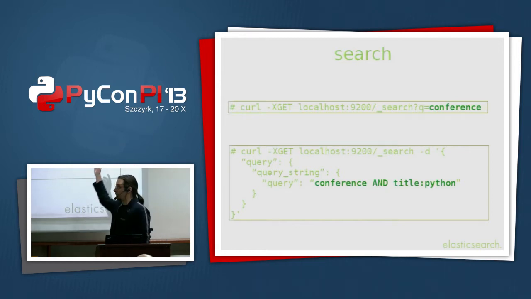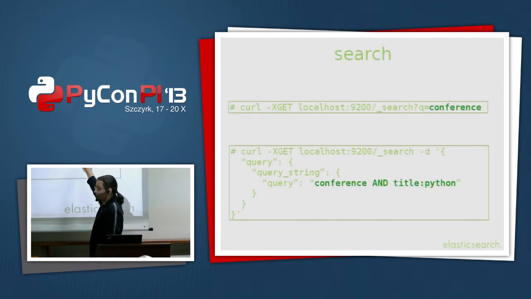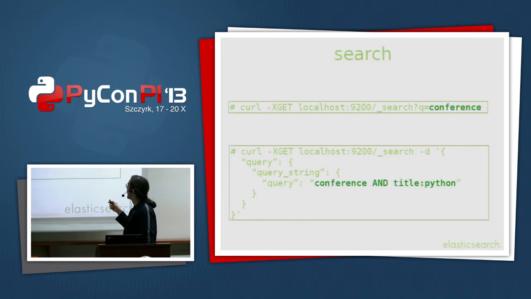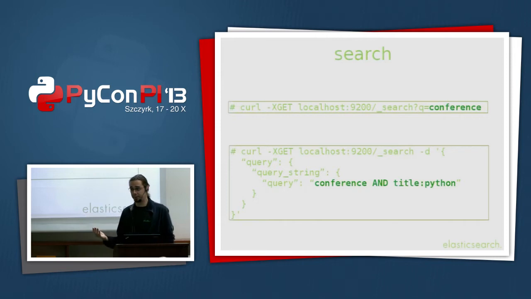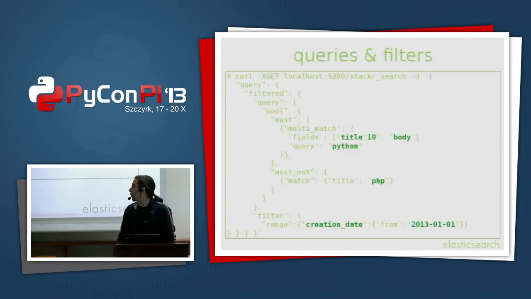So instead, what that actually translates to is this guy over here. If you take a look at it, we still do the search, but instead of the q parameter, we were just passing in the body, and in the body there is a JSON, there is a query string query with conference and title Python. So a little bit more complicated. This is just here to show you that you can use all the power of Lucene query syntax, which is quite powerful, and it allows you to do a lot of things. But it's not very good usually to rely on mashing some strings together to create a query for you.